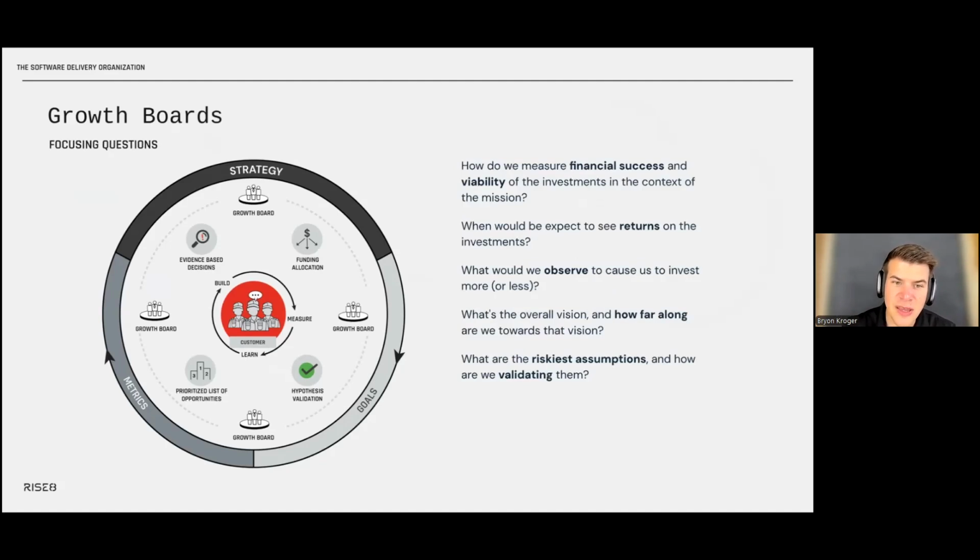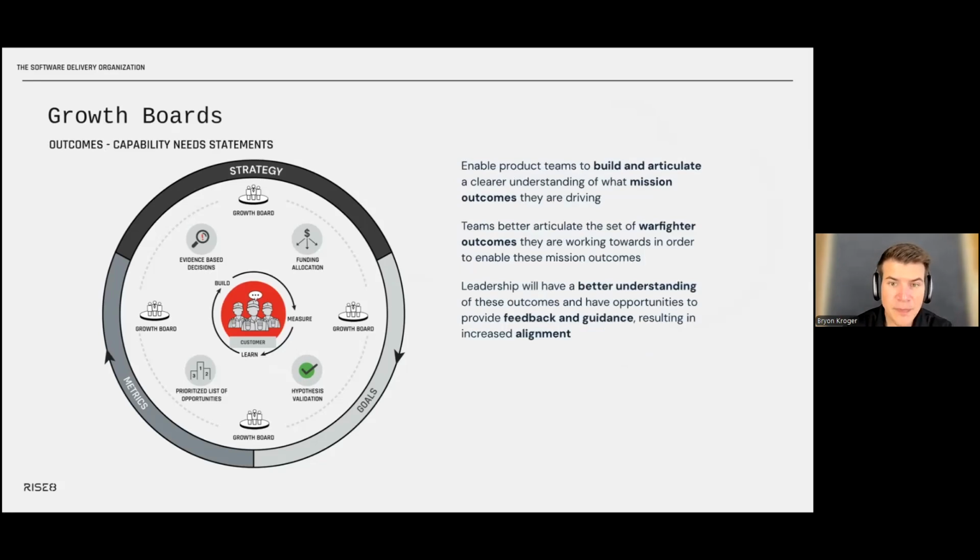Then questions that they want to be asking, and that you should be asking if you're going to run growth boards: How do you measure the mission success and viability of the investments you're making? When would you expect to see returns on the investment? So some apps might be able to be completed, like I said, in 45 days. Others might take the better part of a year. And then what would you observe during that time frame and after that would cause you to invest more or less? These are the kinds of questions that growth boards are asking.